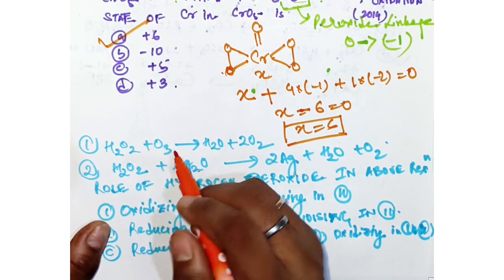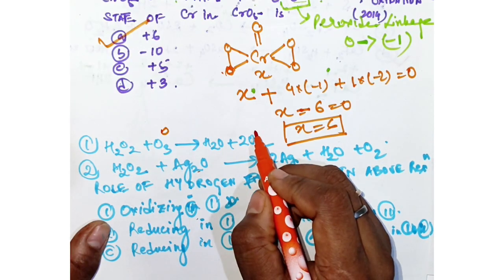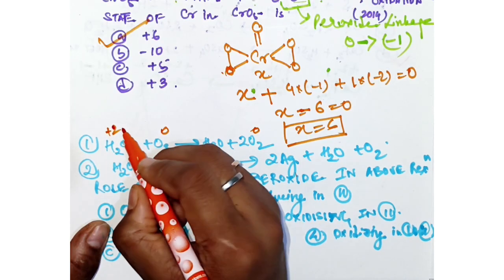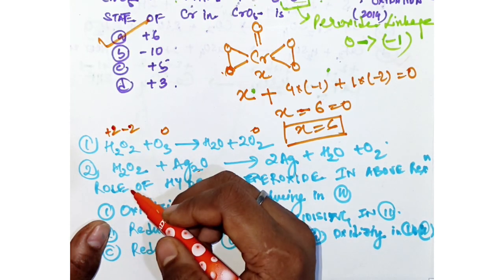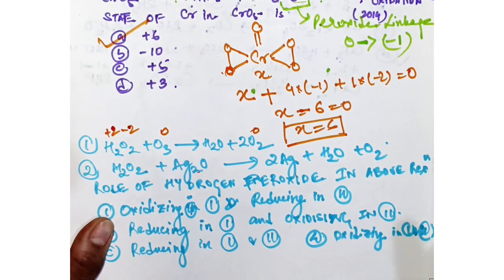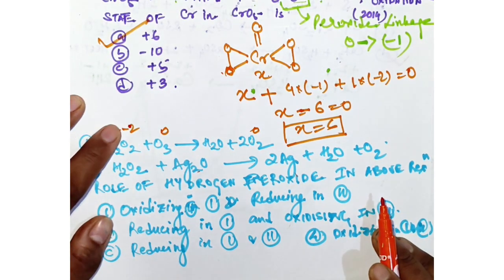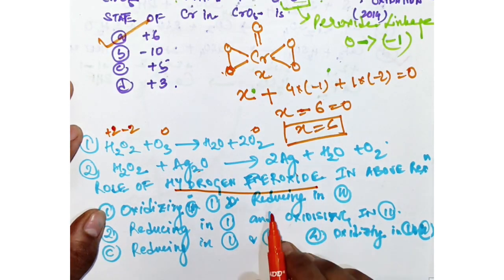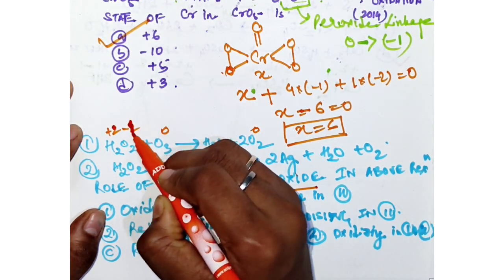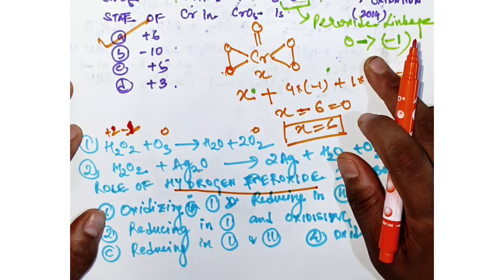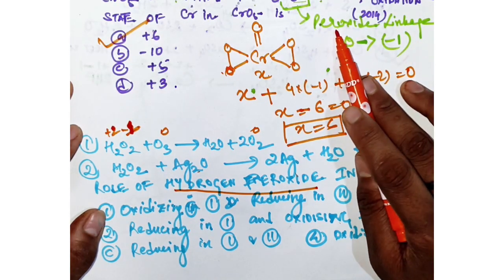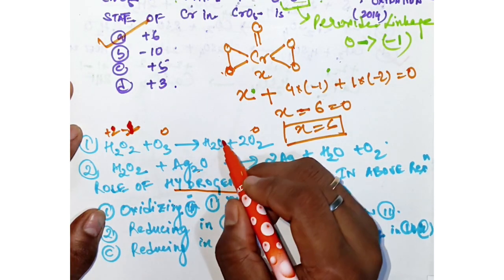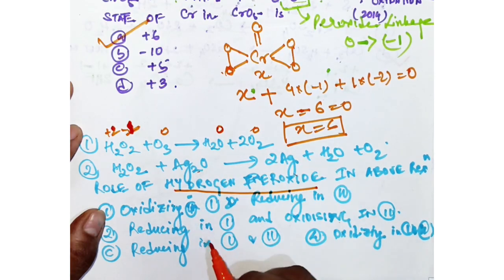See here, the oxidation number of ozone is 0, so this is also 0. Now for hydrogen this is +1 and oxygen is -2 in water. Normally oxygen has -2, but in hydrogen peroxide, oxygen will be -1. In the above question we also saw the peroxide linkage, where oxygen is -1. So hydrogen is +1, and then water here is 0.